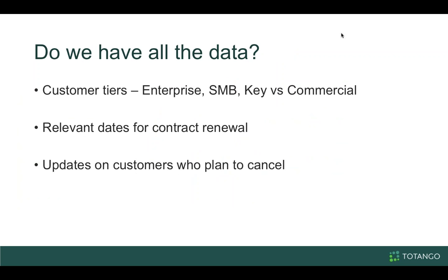Now, when we think about the data that is needed, and hopefully all the data is already there for you, if we think about the customer tiers, do we have the representation of your customers by tier? So enterprise versus SMB, key versus commercial. Do we have the relevant dates for contract renewal so that we can really look at the contract renewal phase, maybe 90 or 120 days in advance of renewal, and segment that out?